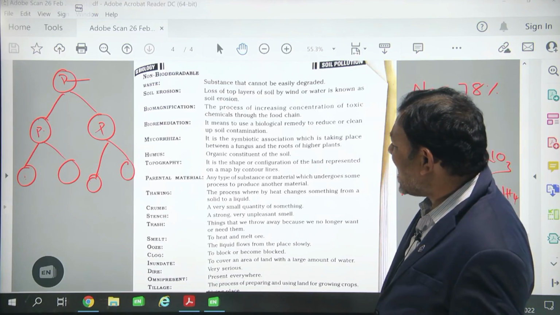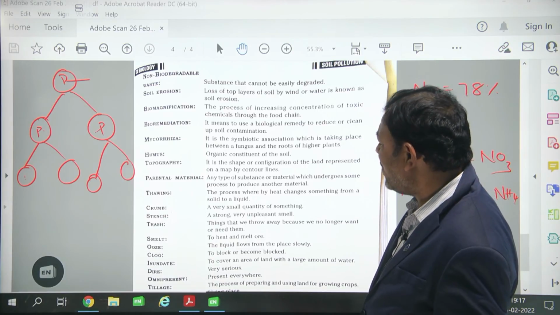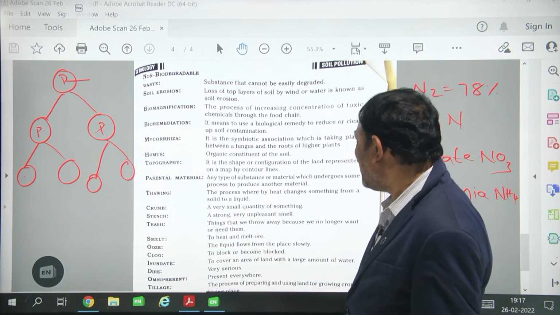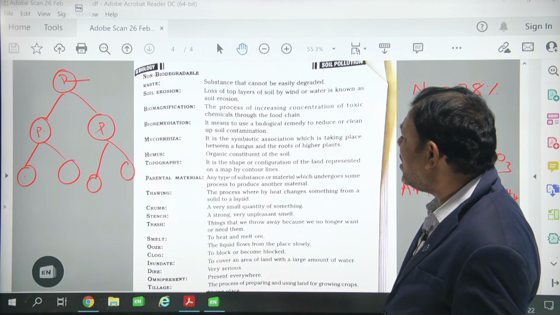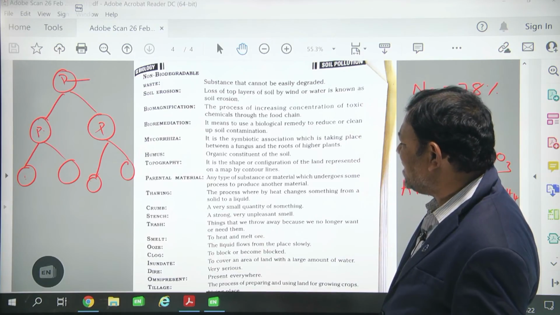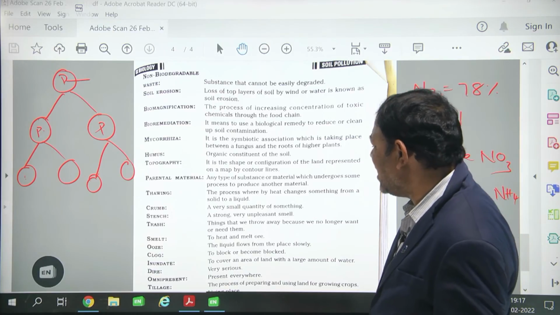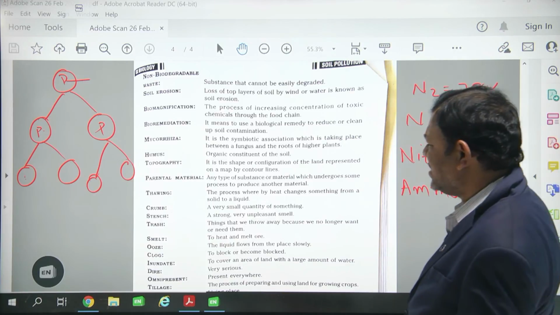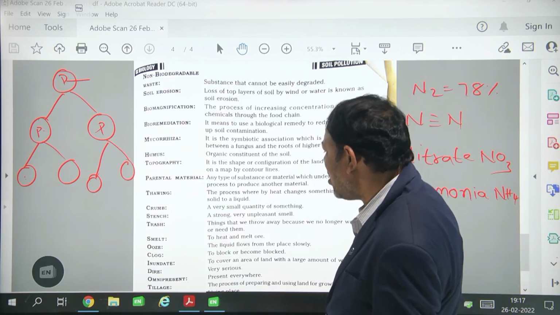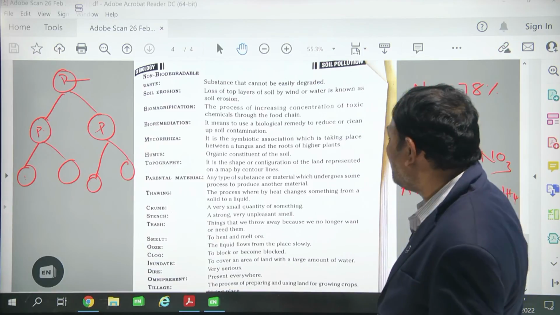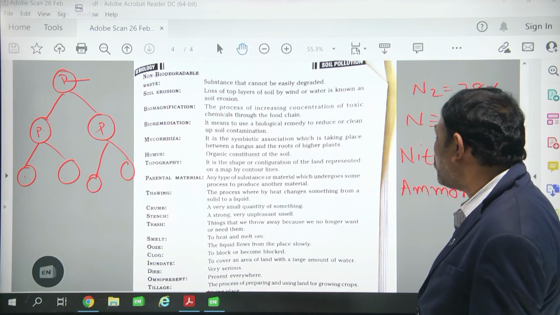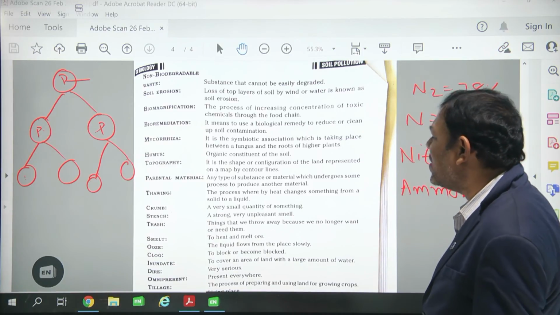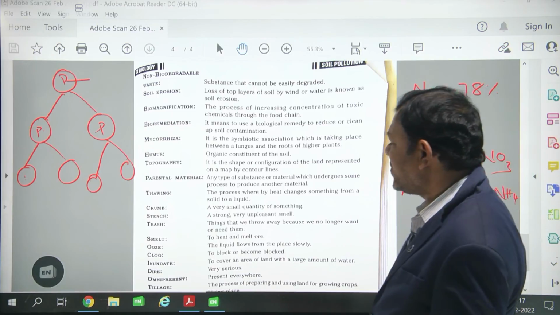Next, crumb. A very small quantity of something is called a crumb. Stench, a strong, very unpleasant smell, is called stench. Trash means things that we throw away because we no longer want or need them. That is called trash.